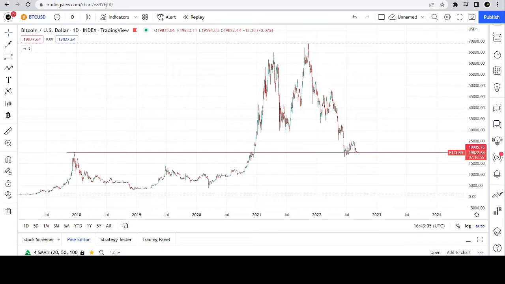So, today I am looking at the Bitcoin chart, and I'd like to discuss something that I don't see being talked about much, but I think it's potentially important.